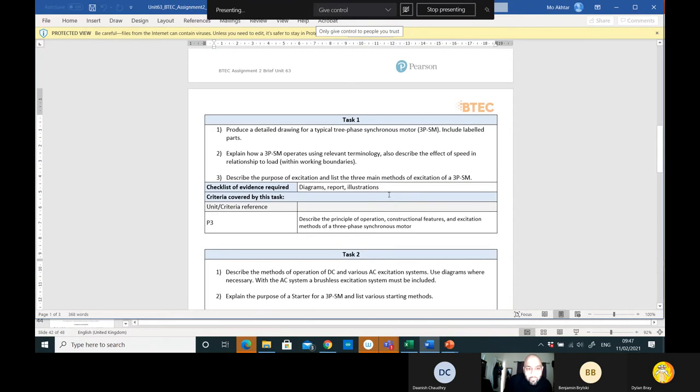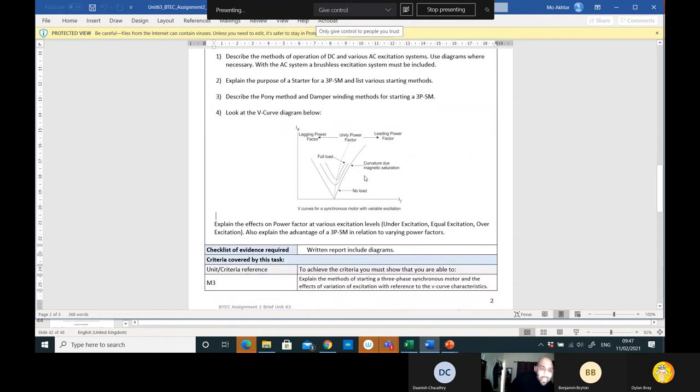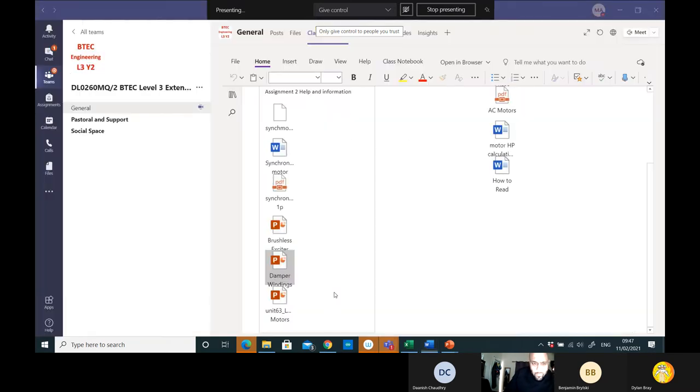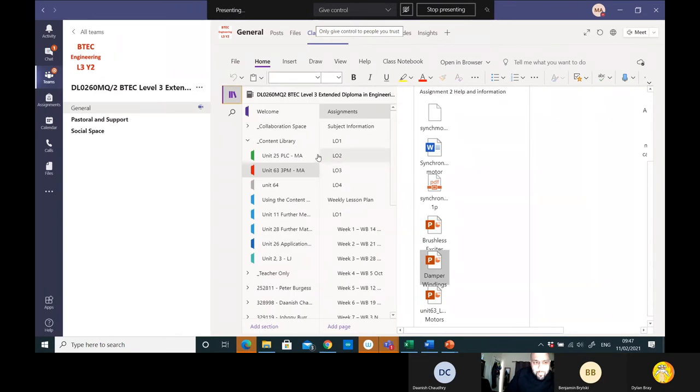We did lessons on this. You can go back to lessons as well. We did a whole lesson on the power factor, leading and lagging. It took me about an hour. And also damper windings and stuff. So, any questions, people? You guys okay? Everybody okay?